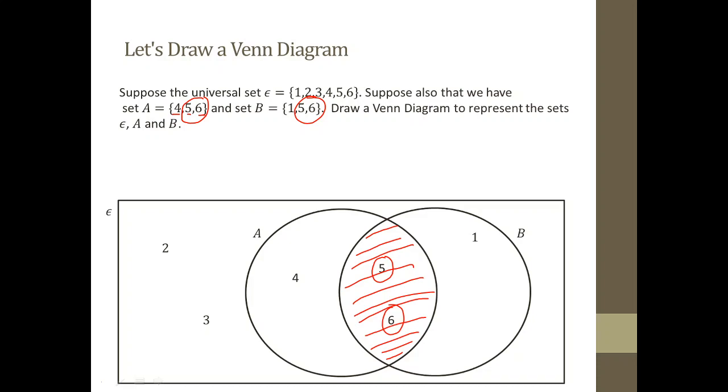So that's why the elements 5 and 6 are in this overlapping region. That's because 5 and 6 are in set A, and at the same time, they are also in set B. Understand? The element 4 is only in set A, not in set B. The element 1 is only in set B, not in set A. So that's how you draw the Venn diagram.